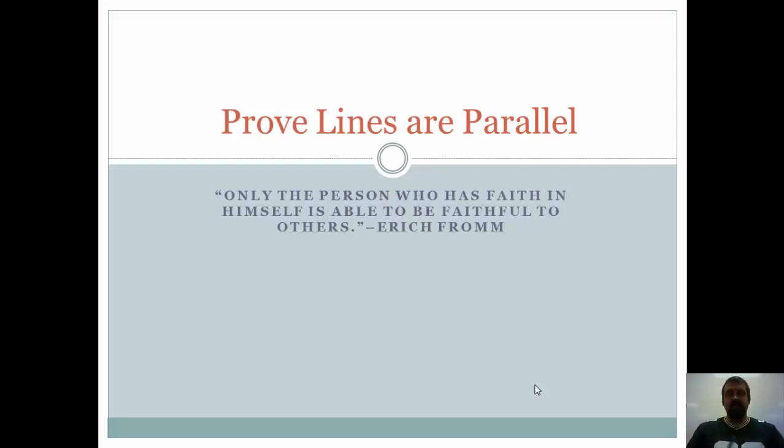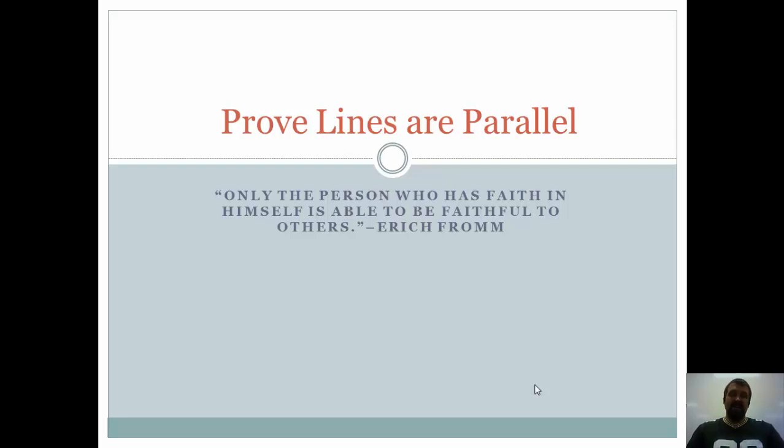Good morning, class. Today we will be proving lines are parallel. The main focus of this one is that we will be able to determine if lines are parallel using limited information. Just like the last two sections, we will still be dealing with corresponding, alternate interior, alternate exterior, and consecutive interior angles. All these are vital in showing that two lines are parallel.